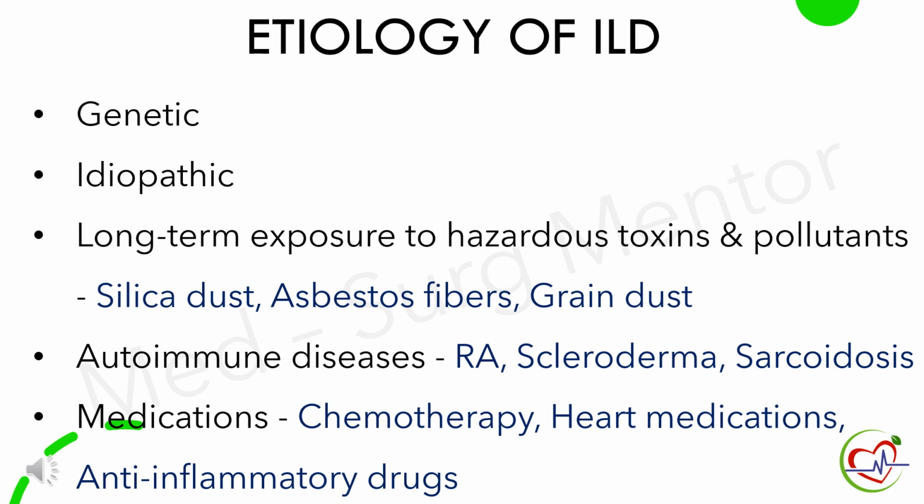Etiology of interstitial lung disease. Common etiologies are genetic factors, idiopathic causes, long-term exposure to hazardous toxins and pollutants like silica dust, asbestos fibers, and grain dust, autoimmune diseases like rheumatoid arthritis, scleroderma, and sarcoidosis, and medications like chemotherapy, heart medicines, and anti-inflammatory drugs.